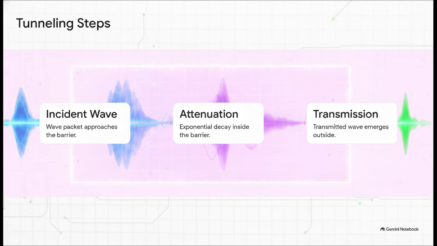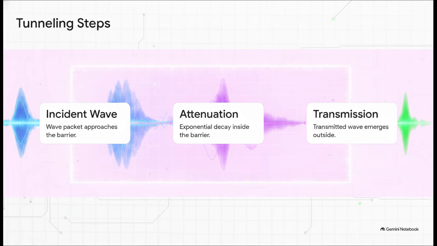Step 1. The incident wave packet approaches the barrier in a potential-free zone. Step 2. Upon hitting the wall, the wave doesn't just instantly bounce back. A portion of it actually enters the barrier and undergoes exponential attenuation. Basically, that means the wave decays and loses amplitude the deeper it goes.